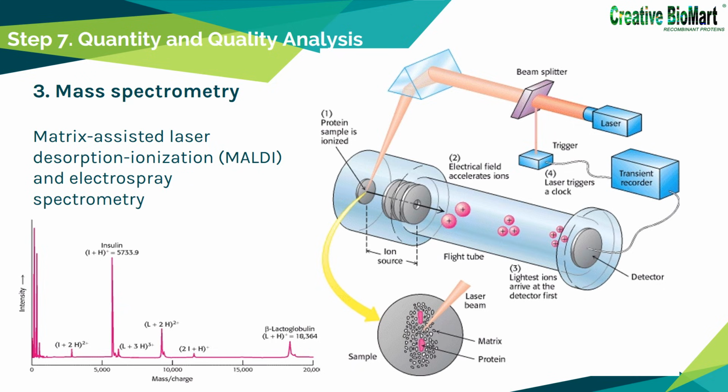Finally, mass spectrometry can determine the target protein mass more precisely. These methods are called matrix-assisted laser desorption ionization and electrospray spectrometry. Using this method, we can learn more about our target protein.